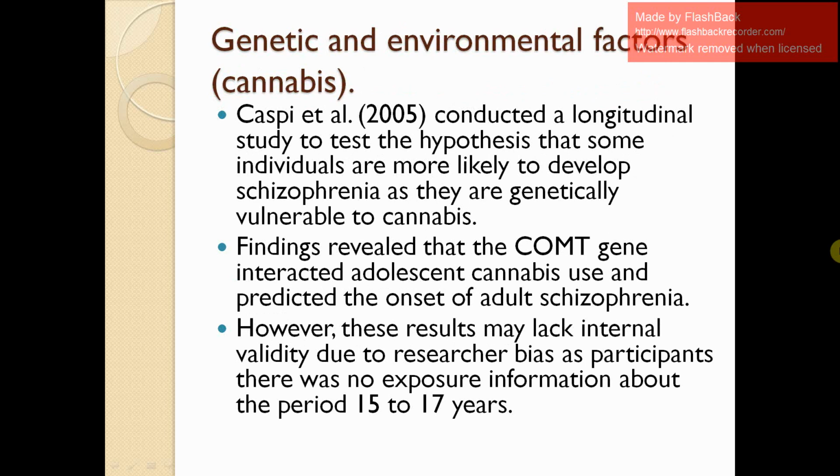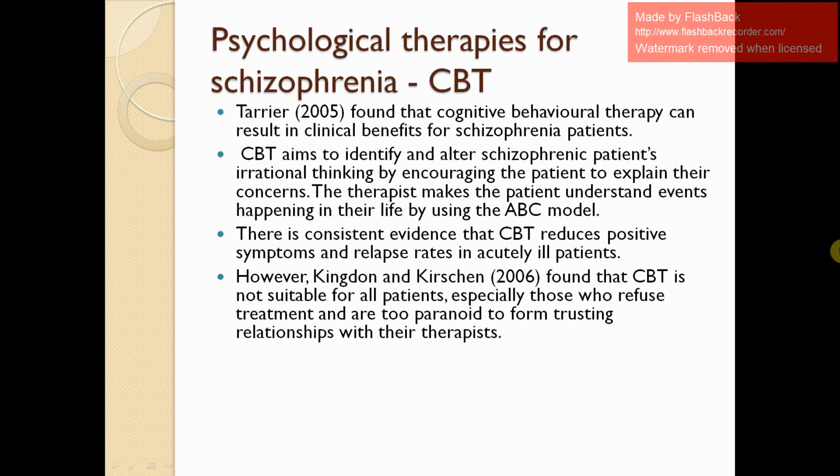Genetic and environmental factors such as cannabis. Caspi et al. 2005 conducted a longitudinal study to test the hypothesis that some individuals are more likely to develop schizophrenia as they are genetically vulnerable to cannabis. Findings revealed that the COMT gene interacted with adolescent cannabis use and predicted the onset of adult schizophrenia. However, these results may lack internal validity due to researcher bias, as there was no exposure information about the period 15 to 17 years of participants.